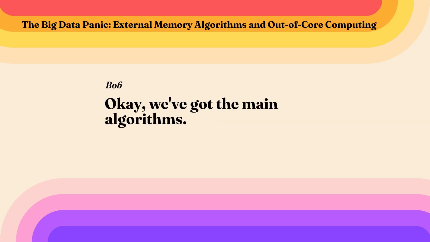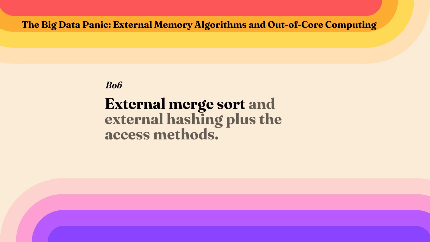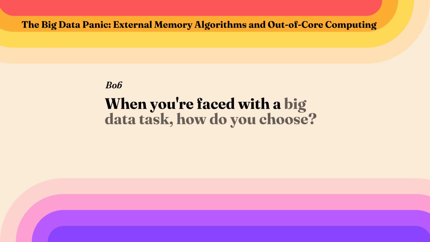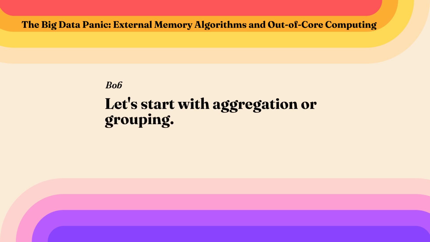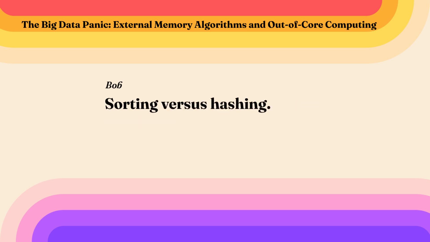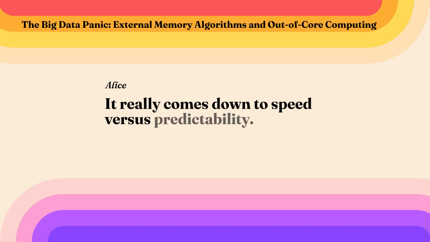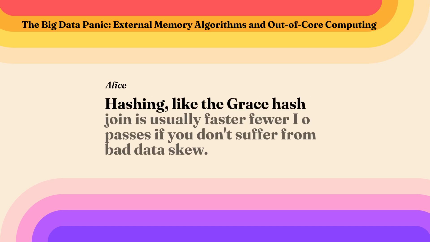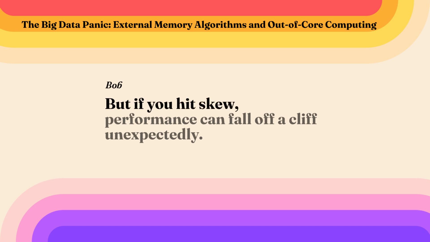Okay, we've got the main algorithms. Yep. External merge sort and external hashing, plus the access methods, streaming and map. When you're faced with a big data task, how do you choose? Let's start with aggregation or grouping. Sorting versus hashing. It really comes down to speed versus predictability and whether you need the output sorted. Hashing, like the Grace hash join, is usually faster, fewer I/O passes if you don't suffer from bad data skew. But if you hit skew, performance can fall off a cliff unexpectedly.